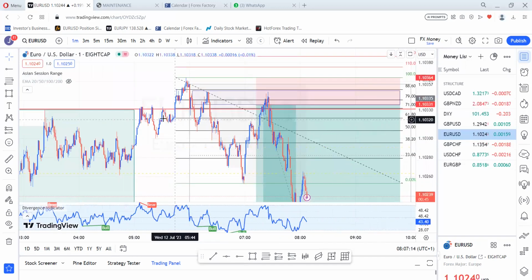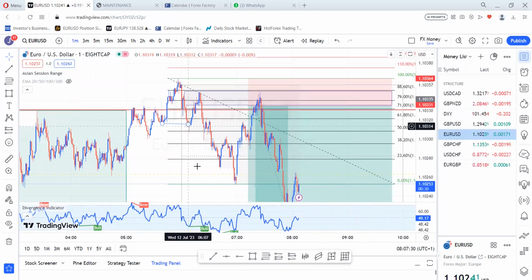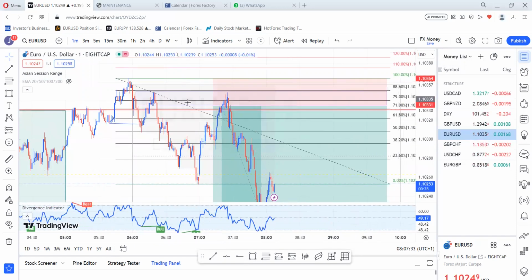The high was manipulated, right? We had a change of character right here, right? Change of character, break of structure, call it whatever you want. So many different names for this. But we had it right here. It gave us our, what? Supply zone.